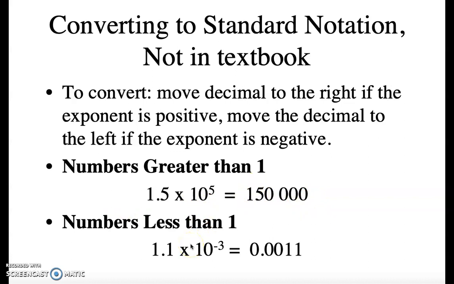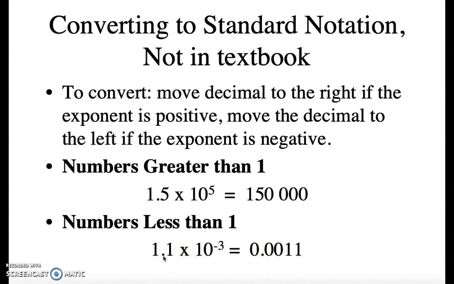Now if it's less than 1, look at this number. It's very, very small. You want to make this number go to 0, so you want to make it bigger, essentially. So you're going to move the decimal to the left 3 spaces. 1, 2, 3. So you're going to put 2 zeros in between there. Leftmost zeros do not count, so it has 2 sig figs, and this has 2 sig figs.